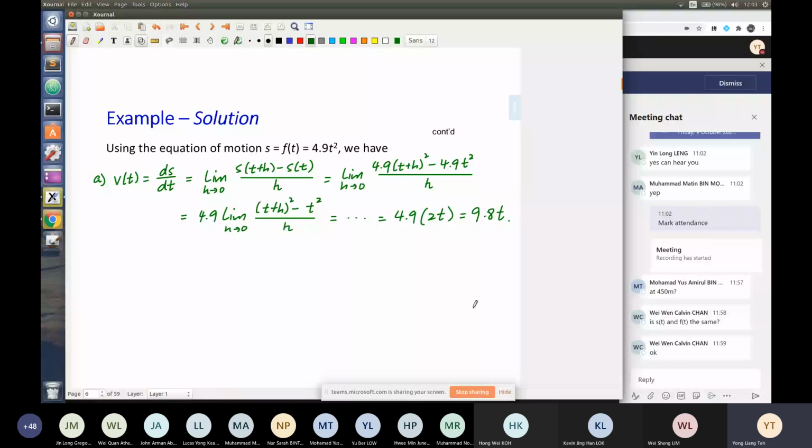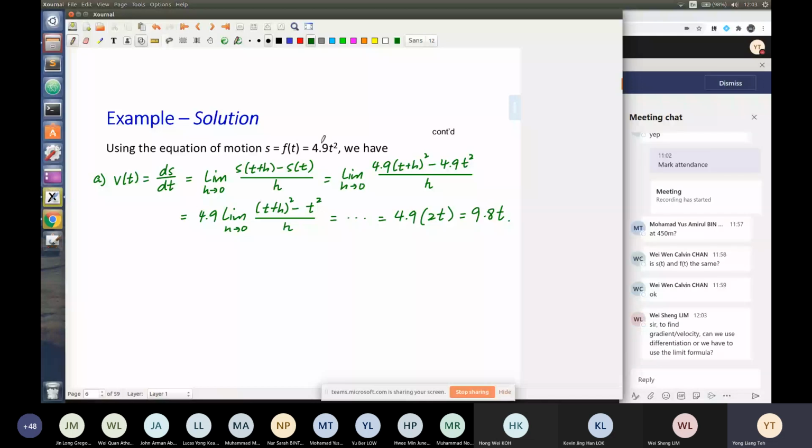My velocity is linear, linearly increasing with time t, and the coefficient, or the gradient, is 9.8. Any questions? You must agree that when you differentiate this, you bring down the power 2, so 2 times 4.9 is 9.8, and the power 2 minus 1 gives you just t to the power of 1.